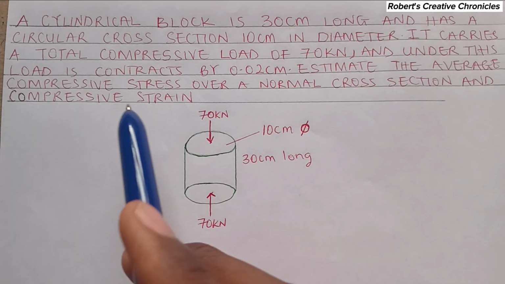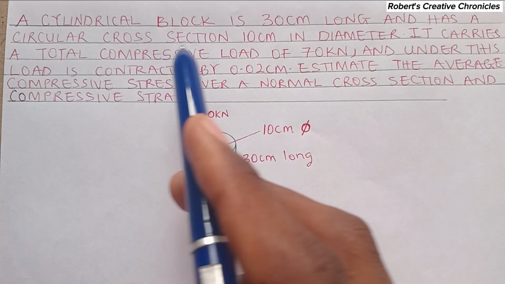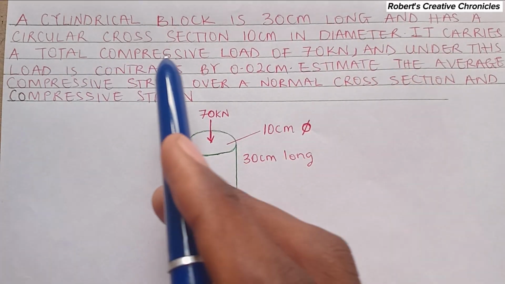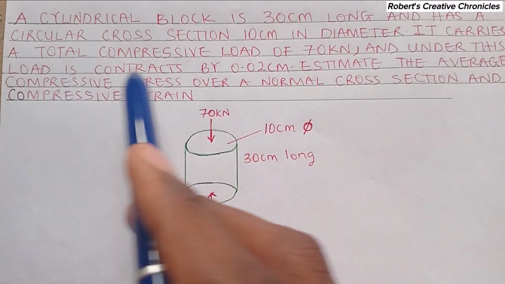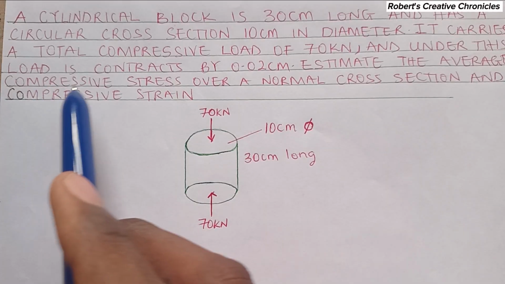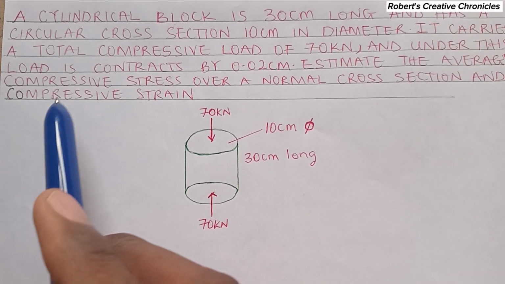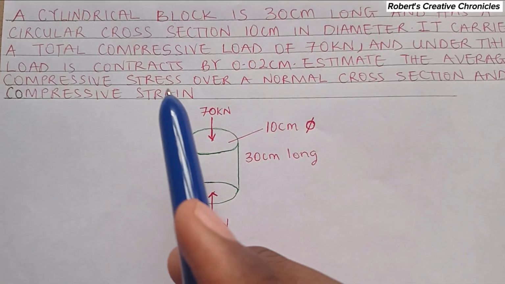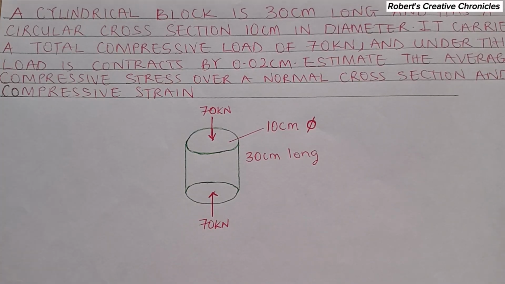So today we'll be solving this question, which states that a cylindrical block is 30 cm long and has a circular cross-section 10 cm in diameter. It carries a total compressive load of 70 kN, and under this load it contracts by 0.02 cm. Estimate the average compressive stress over a normal cross-section and compressive strain. So we have to find the average compressive stress and the average compressive strain.